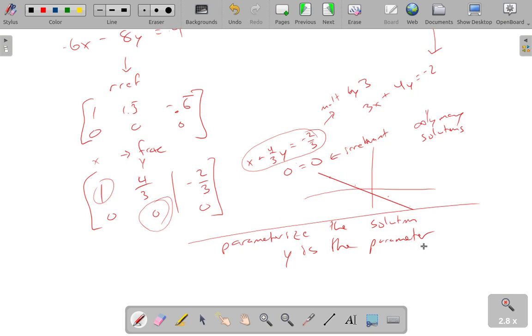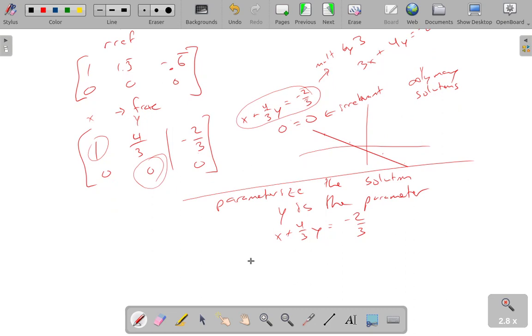What I mean by that is that if you tell me a value of y, within relatively short order, I can take that value of y and spit out a value of x that will make this a true statement. So this x plus 4/3 y equals negative 2/3. If I solve this for x, it would read x equals negative 2/3 minus 4/3 y. So if you tell me a value of y, and I plug it into this expression right here, I can spit out the value of x.